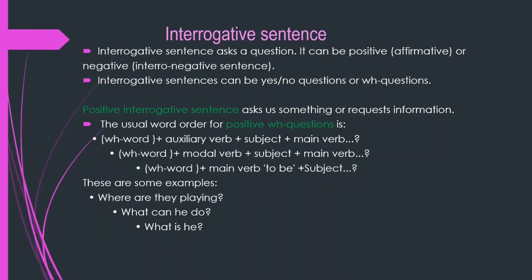The usual word order for positive WH questions is WH word plus auxiliary verb plus the subject and the main verb. The rest of the sentence has a question mark at the end. Or the WH word plus the modal plus the subject plus the main verb. Or the WH word plus the main verb to be and the subject. These are some examples. What are they playing? What can he do? What is he?